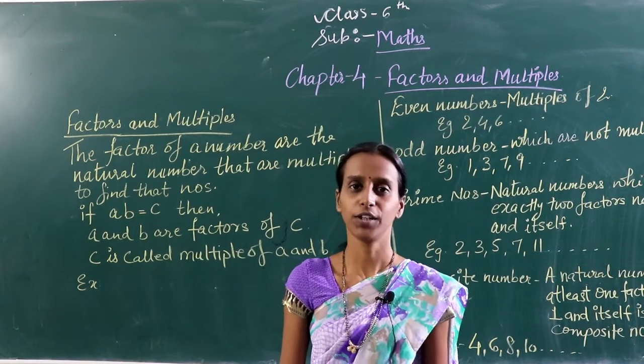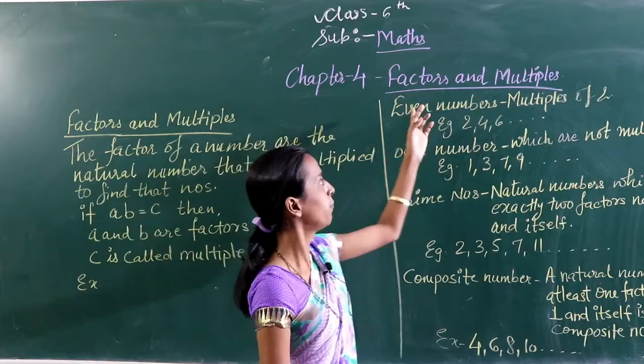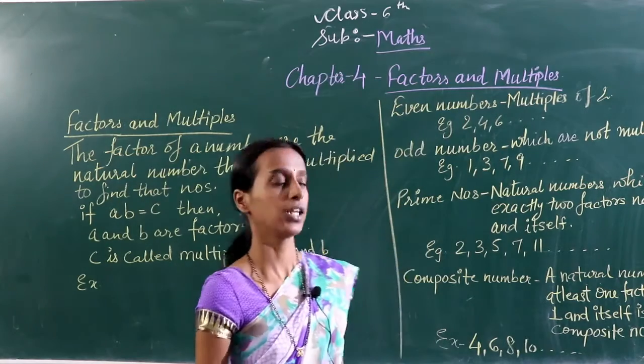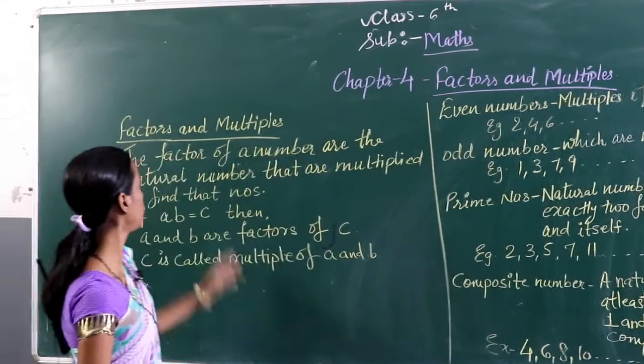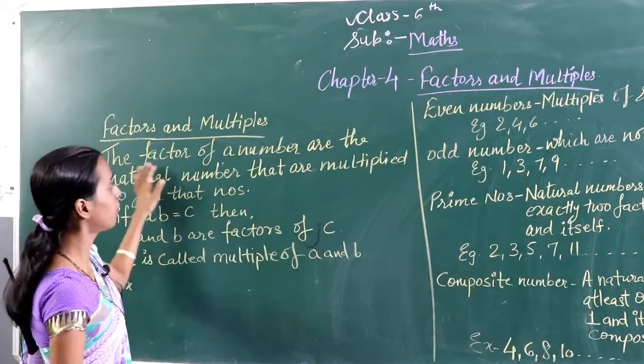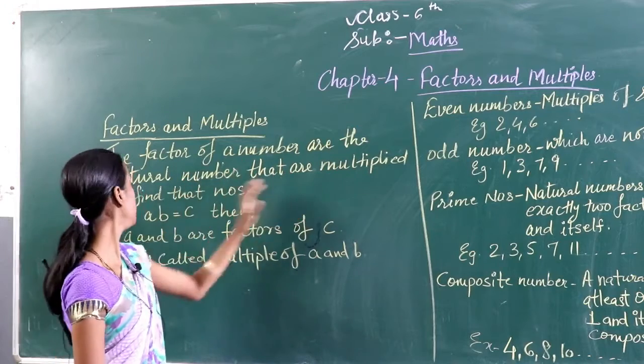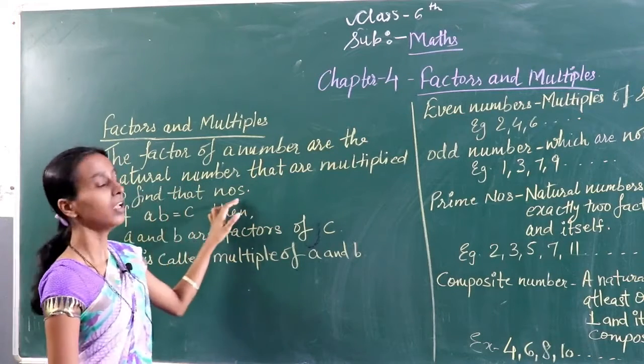Hello students, today we are going to learn our next chapter, that is chapter 4, factors and multiples. Okay, so first we will study what we mean by factors and multiples. So the factors of a number are the natural numbers that are multiplied to find that number.